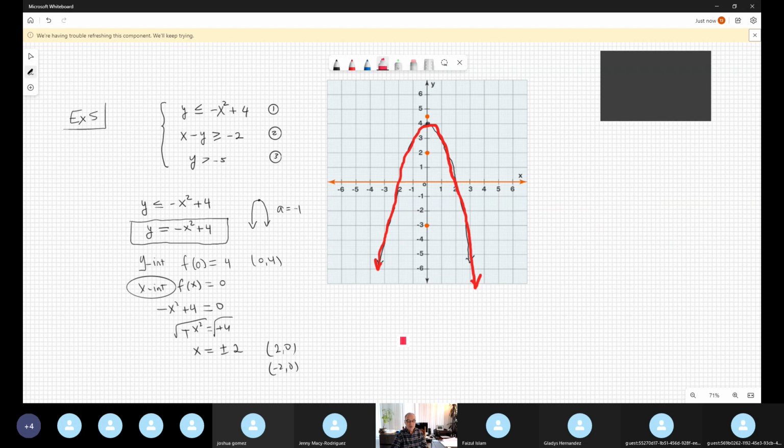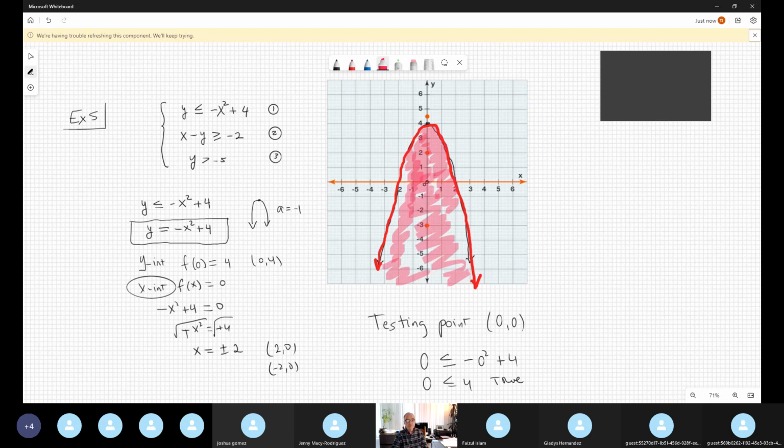Remember the famous testing point? Testing point, universal, everyone uses 0,0. I'm plugging in 0 into y less than or equal to minus 0 squared plus 4. 0 less than or equal to 4, and this statement is true. And 0,0 lies here. Therefore, the solution of this inequality is that region inside the parabola. Okay, I did the parabola.